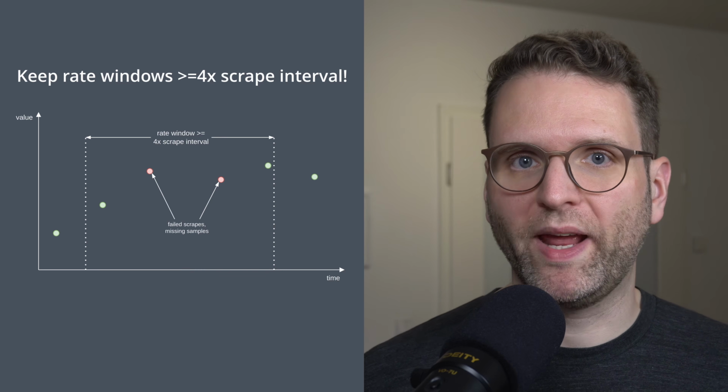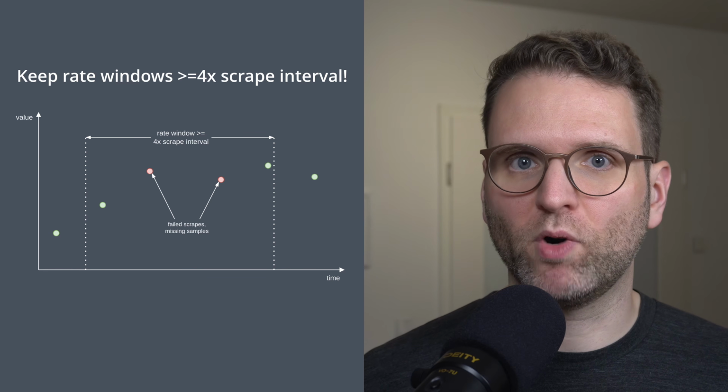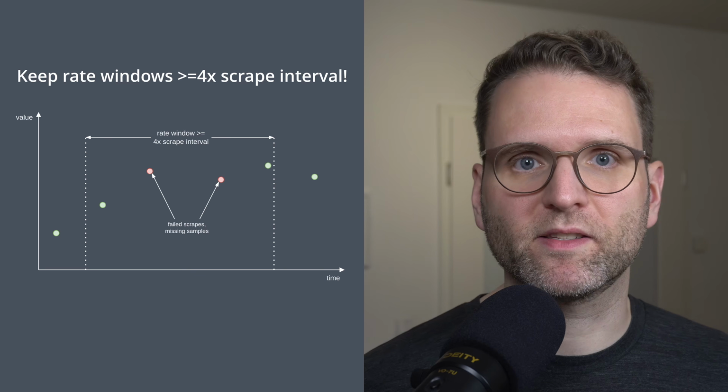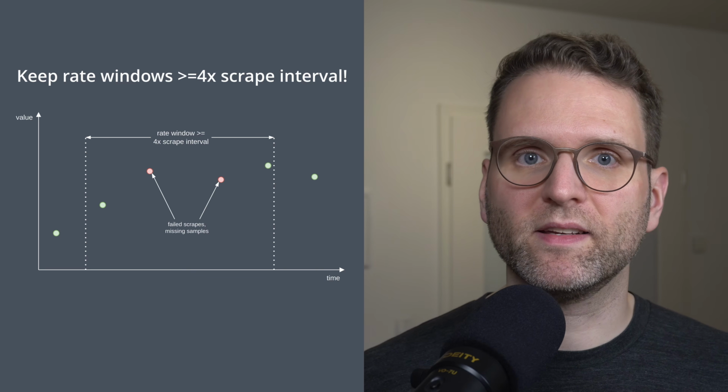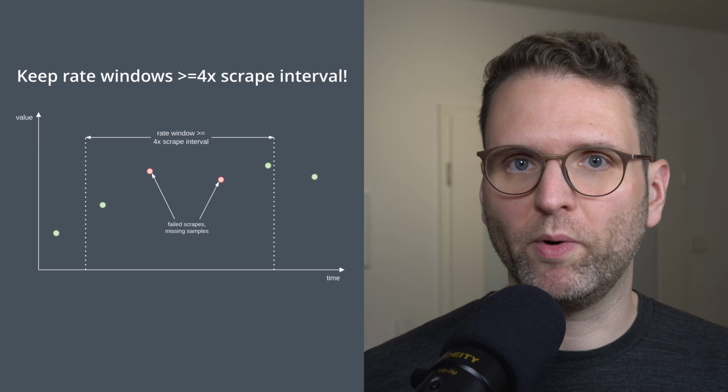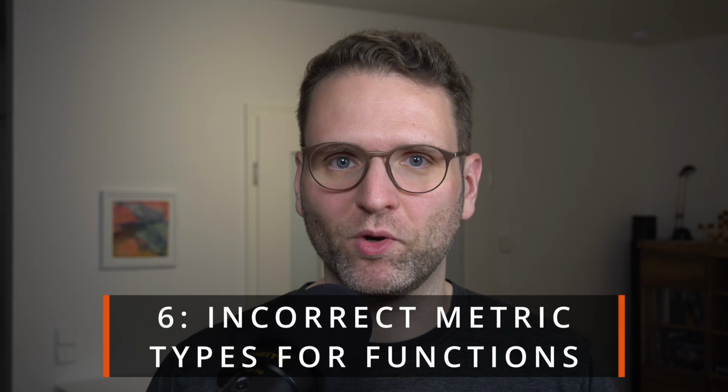So as a lesson from this, you absolutely want to make sure that your rate windows are always large enough to be robust to bad window alignments, but also to the occasional failed scrape. And a good practice is to set them to at least 4 times your scrape interval to make sure you always get an output.